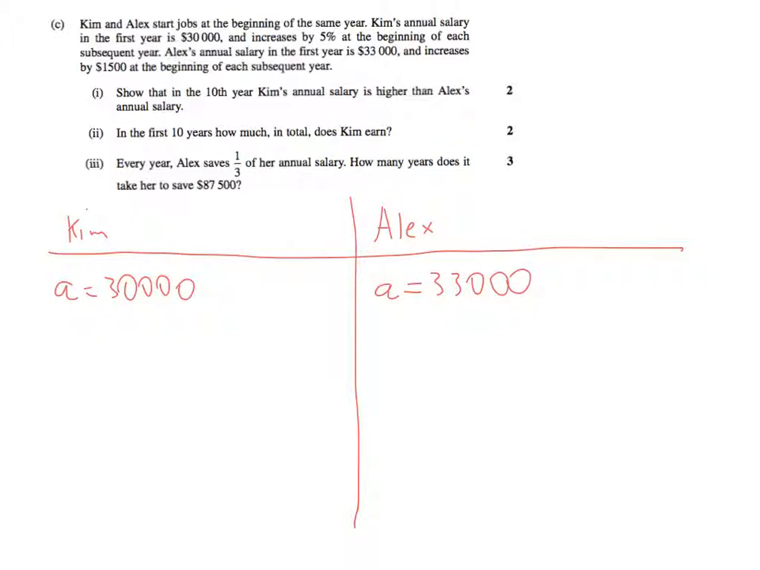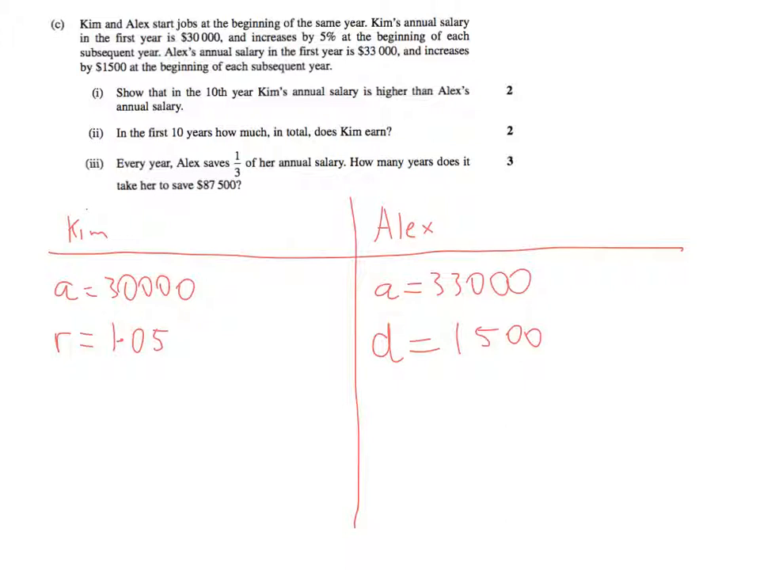Now Alex's goes up by $1,500 each year, so it's got a common difference. It'll go $34,500, then $36,000, and so on and so forth. Whereas Kim's will go up by a percentage each year. Now that means that the ratio here is not 5%, because it's going to go up 5%, so it will be 105% of what it was, or 1.05. Okay, so it is not 5%. If she only got paid 5% of what she got paid in the previous year, well then obviously she's going to get paid a lot less.